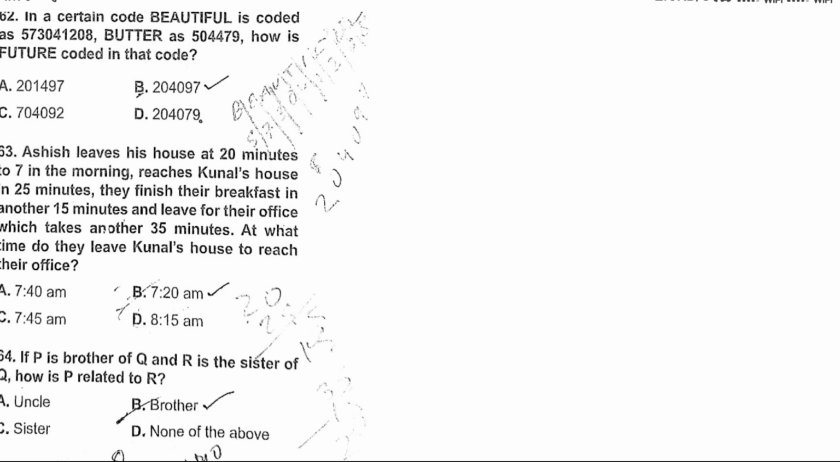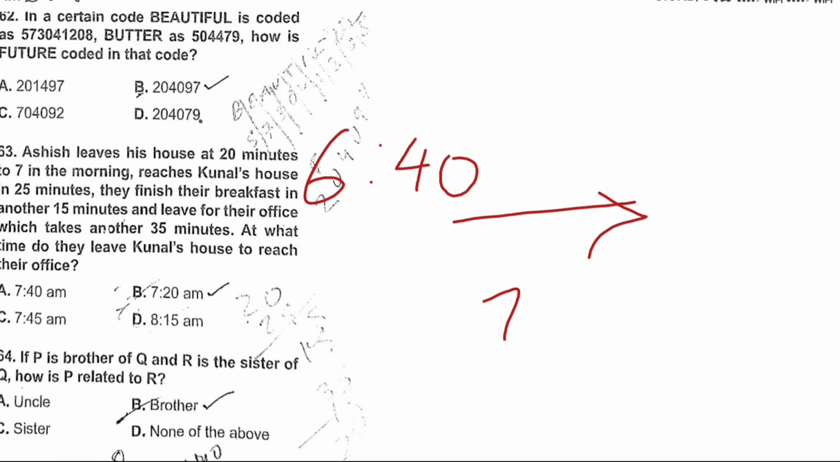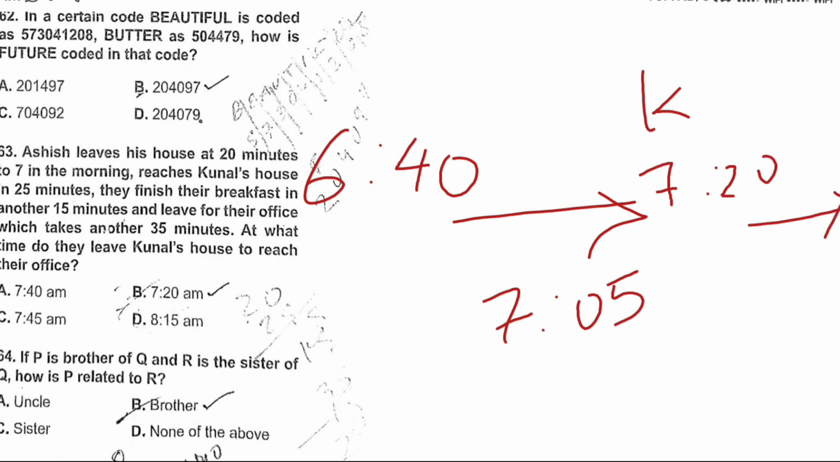Next question says Ashish leaves his house at 20 minutes to 7 in the morning. That means he leaves his house at 6:40 and reaches Kunal's house in 25 minutes. So it took him 25 minutes to reach Kunal's house. So it will be 6:40 plus 25 is equal to 7:05. And at Kunal's house, they had their breakfast, and it took them another 15 minutes. So at Kunal's house, they stayed till 7:20, and they left for the office for another 35 minutes. The question says at what time do they leave Kunal's house to reach their office? So they are leaving at 7:20. 7:20 is correct.